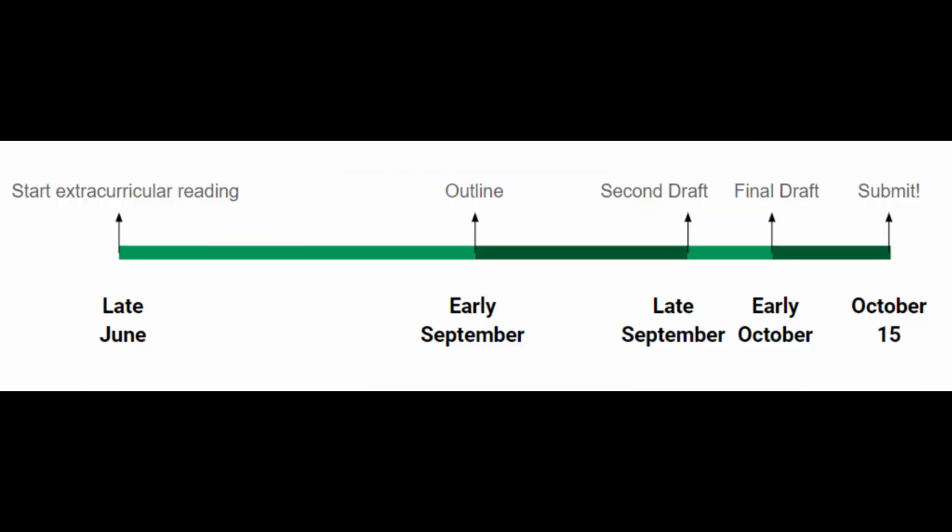So let's just take a quick recap of the timeline. You want to have your final draft ready probably by the start of October, end of September. At this point, you've done the vast majority of the work, researching, doing all the extracurricular activities, then planning your outline, and then writing that first draft. At this stage, it's just about adding the final touches.